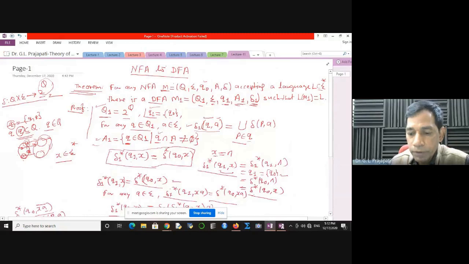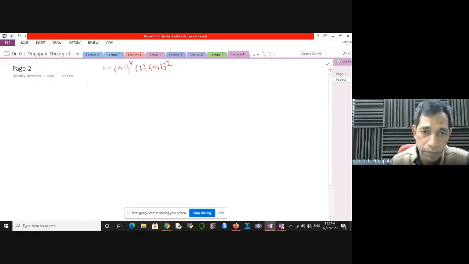Let us take one simple example. This is the language. We need to construct the DFA for this language. In order to construct the DFA, we know that if we can construct the NFA, then later we can convert it to the DFA. How can you construct the NFA for this language? This is very simple. Say you are in the state Q0. This is the initial state.